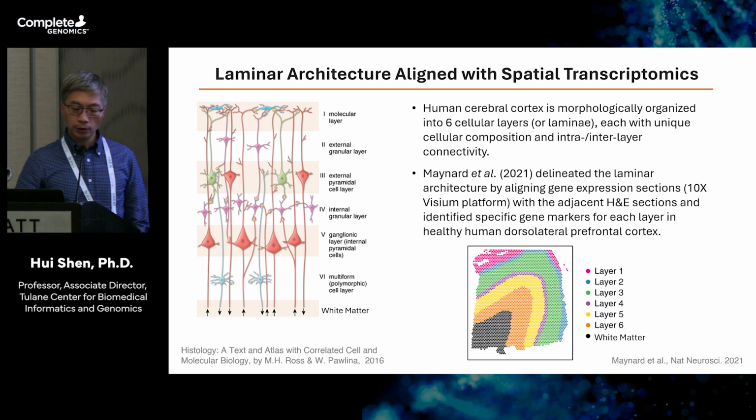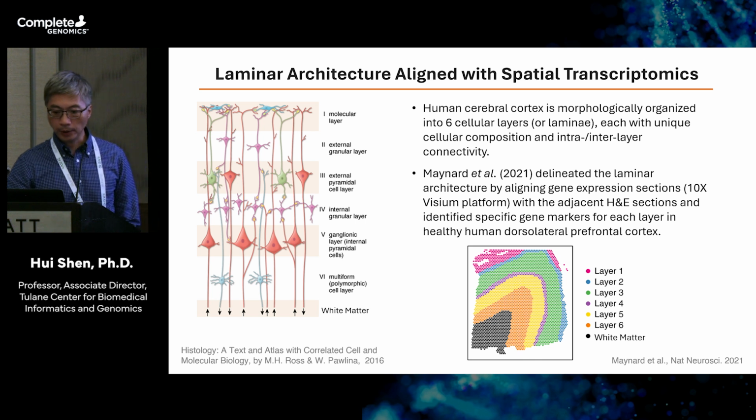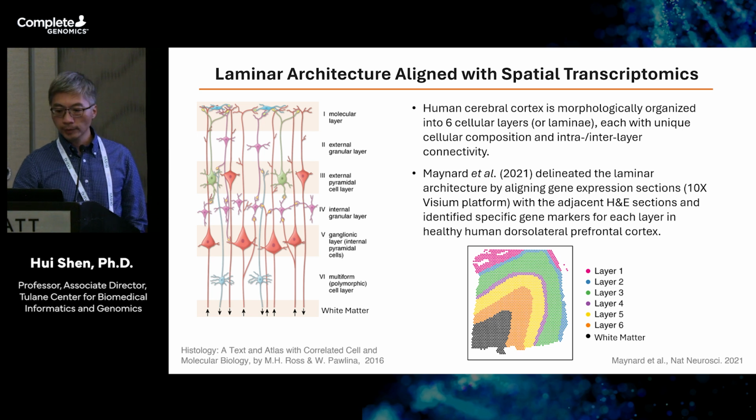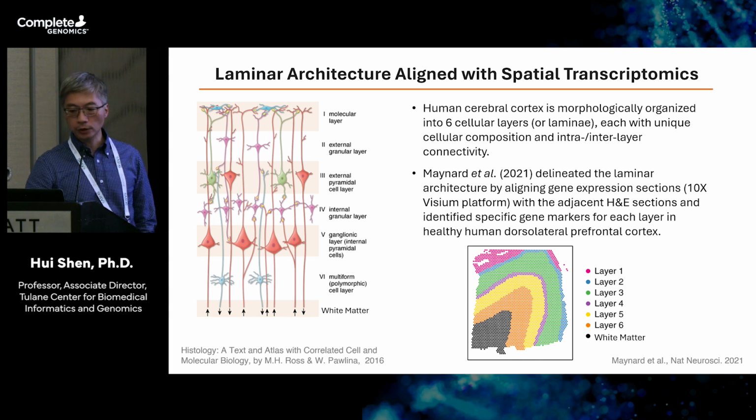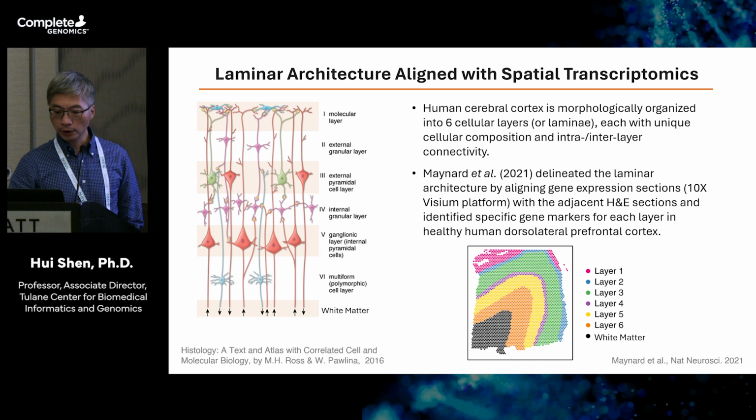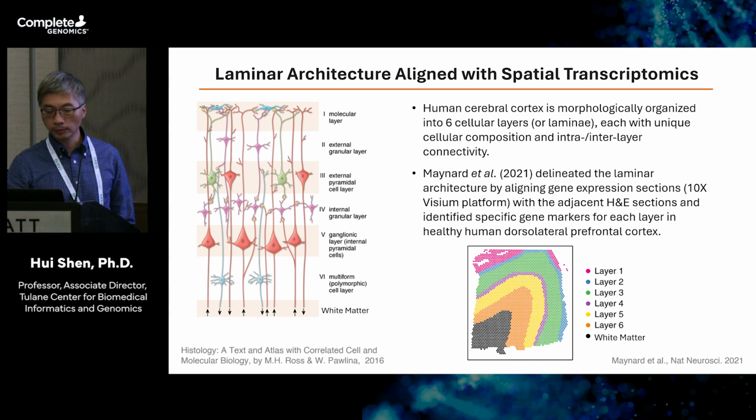Back in 2021, a paper was published by Maynard et al., who used the 10x Visium platform to do spatial transcriptomics in a healthy human brain sample. They aligned the transcriptomic data with the H&E staining to delineate the 6 layers in their transcriptomic data and identify some specific markers for each layer.